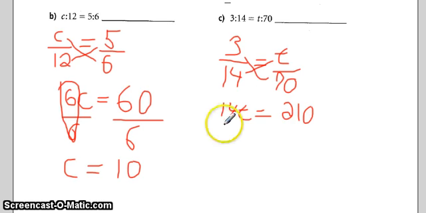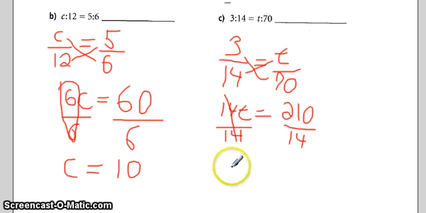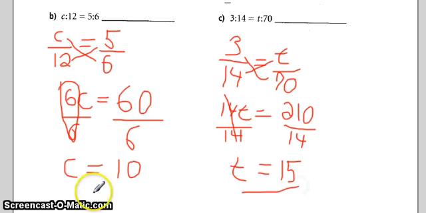And I want to isolate that t, so I've got to get rid of this 14, don't I? So I'm going to divide each side by 14, because whatever I do to one side, I must do to the other side. So those 14s are going to cancel each other out. And I'm going to be left with t equals 210 divided by 14, which gives me a final answer of t equals 15. And that's how we do the cross multiply method.